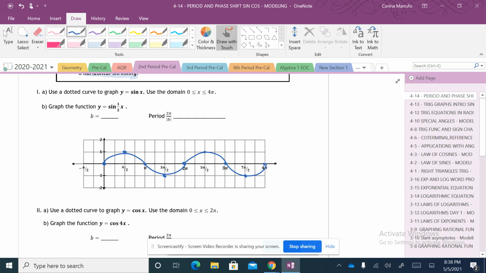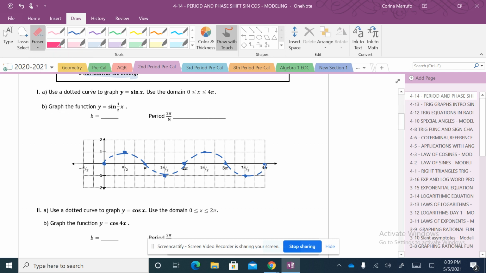Okay. Oh, I'm supposed to use a dotted curve. Small eraser. Okay, there.